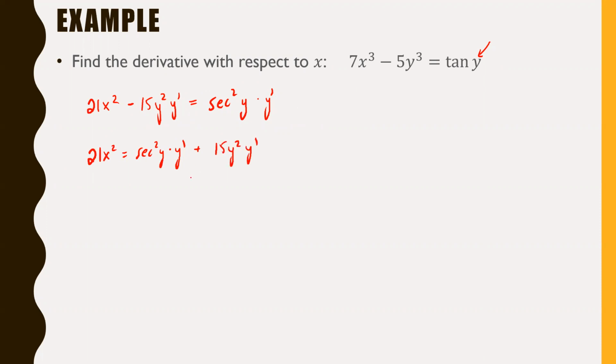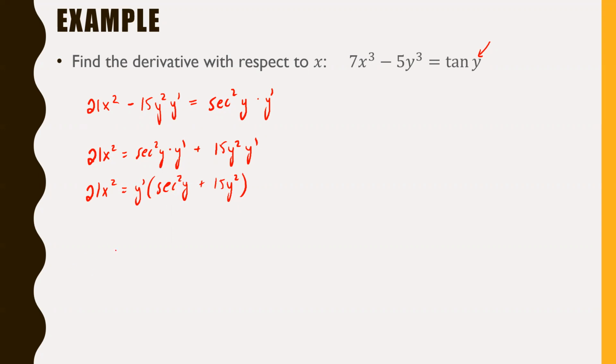Now that we have all our y primes on one side, I can factor them out. So this becomes 21x squared equals y prime times all the leftovers. That would be just secant squared y plus 15y squared. Last thing up here, because we want to get y prime completely by itself, let's just divide by this stuff in brackets here.